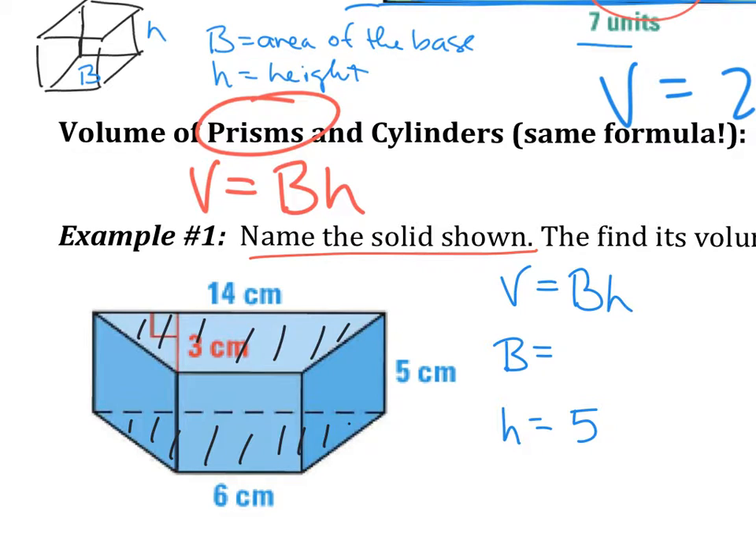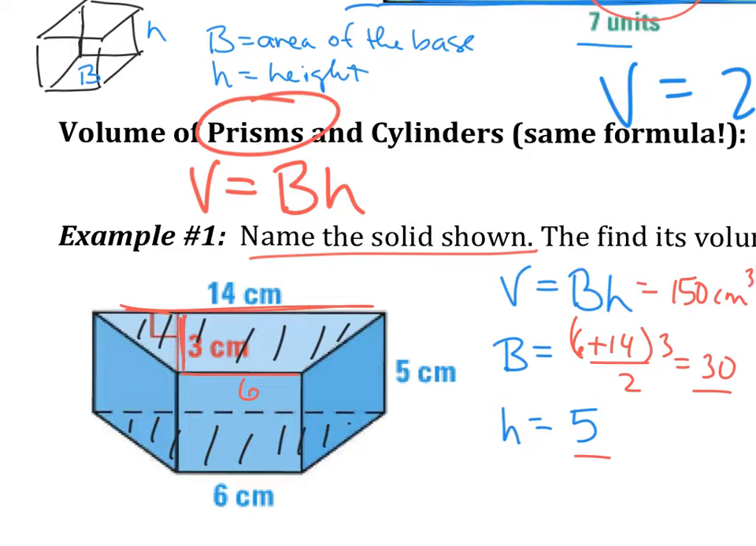First, make sure that you agree on the area of the trapezoid. Number 1, this is base 1. This is base 2, which is 6. This is the height of the trapezoid, so you're doing 6 plus 14 times 3 divided by 2, which gives you 30. And then 30 times 5 gives you 150 centimeters cubed. So remember, 3 is the height of the trapezoid, 5 is the height of the prism.